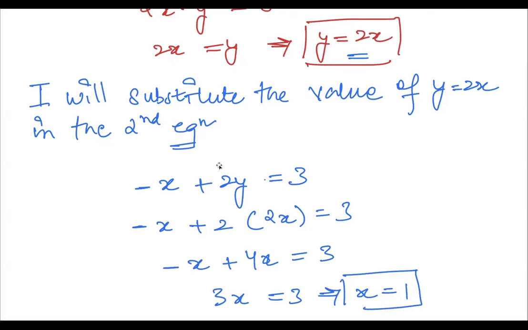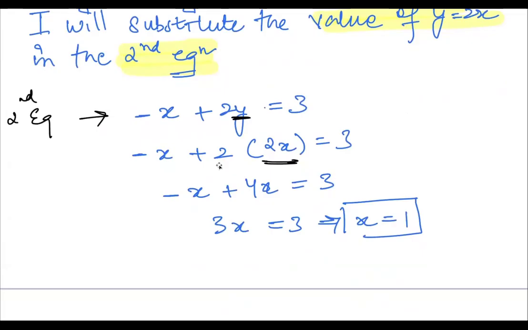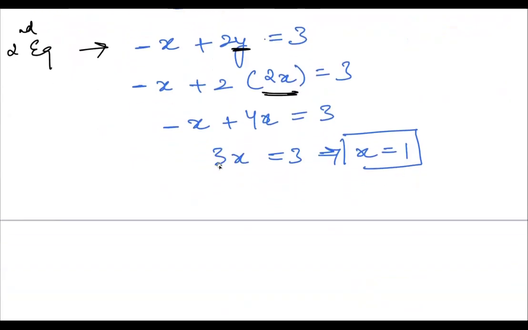What I've done is I have substituted the value of y is equal to 2x in the second equation. This is my second equation, right? I've just substituted the value of y, which is 2x, right? And then just solve the equation. So minus x plus 4x is what? 3x is equal to 3, and therefore x is equal to 1.